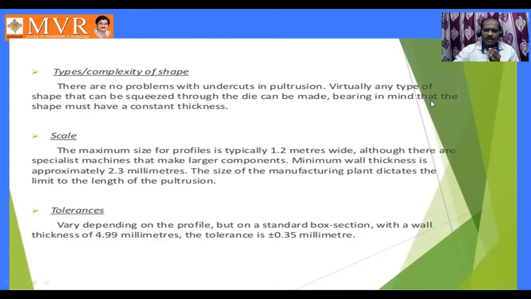The size of the manufacturing plant indicates the limit to the length of the pultrusion. Tolerances vary depending upon the profile, but on a standard bar section with a wall thickness of 4.99 millimeters, the tolerance is plus or minus 0.5 millimeter. So these are the features of this process.